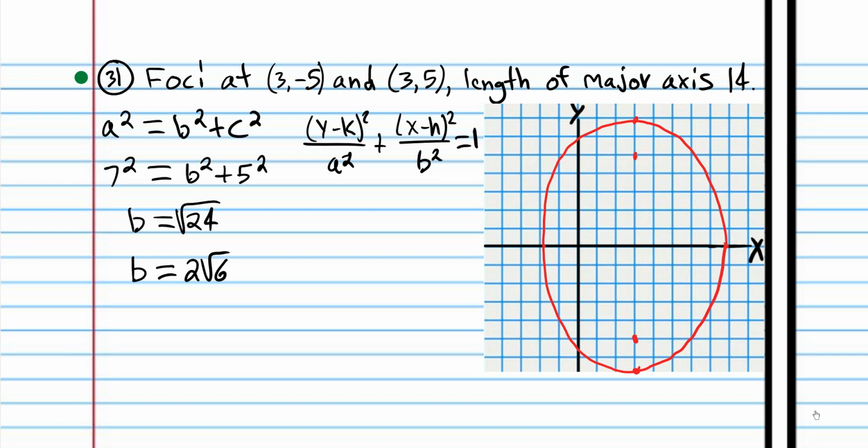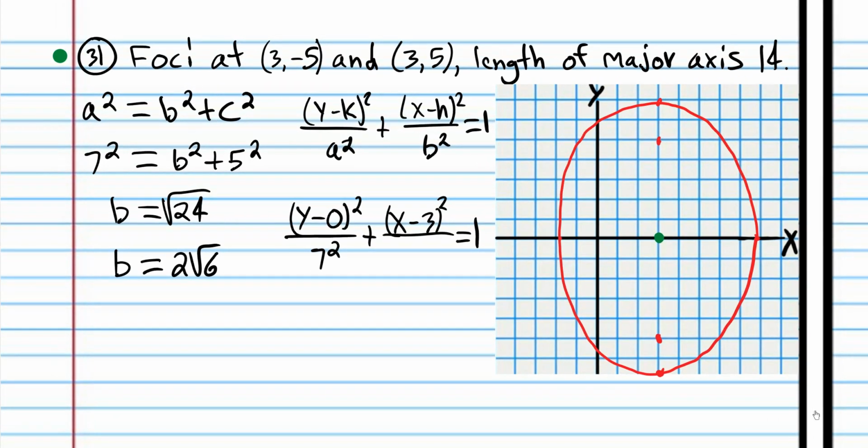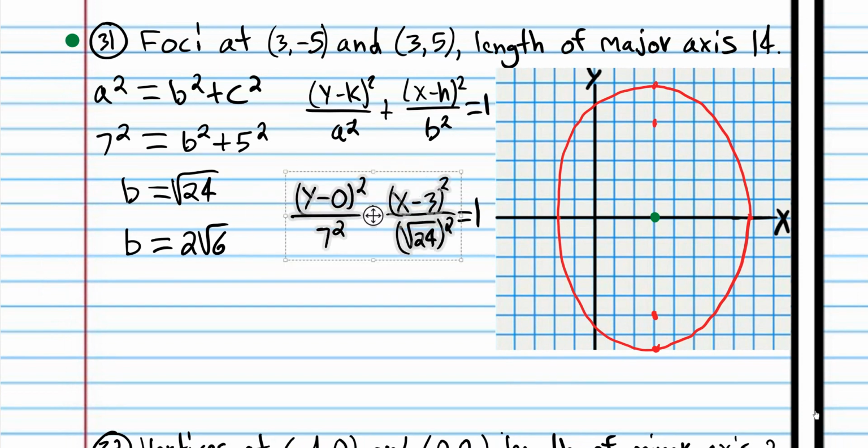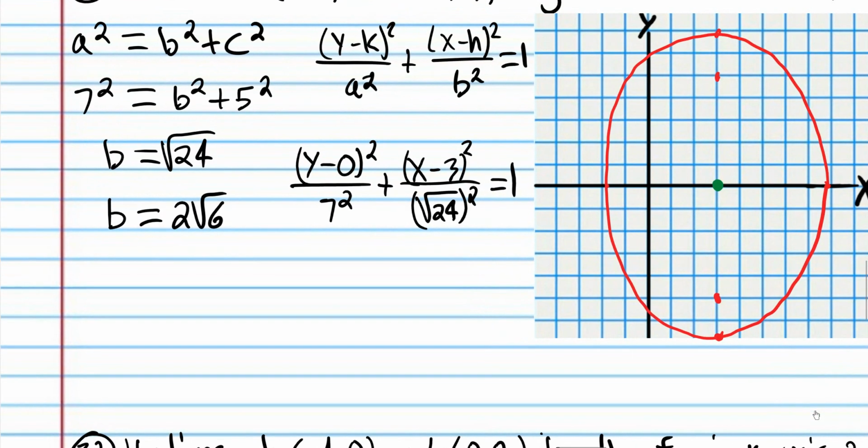Now the center of the ellipse is, let's choose green here to notate the center of the ellipse. So we have y minus 0 squared over a. A is the distance from the center to the vertices, so that's going to be 7. And we have x minus the x value of the center, which is 1, 2, 3. And b is root 24, or you can write it as root 20. Or 2 root 6, doesn't really matter. It's probably easier to write it as root 24 right now. So now we have y squared over 49 plus x minus 3 squared over 24 is equal to 1.